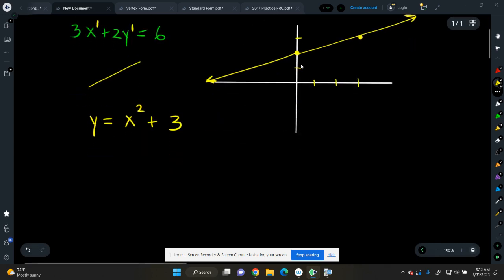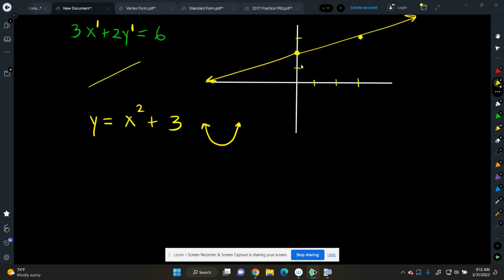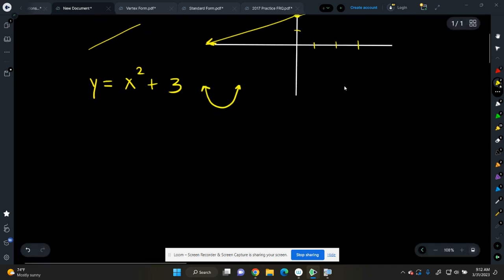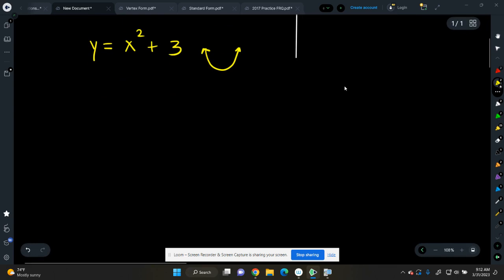That's a quadratic equation, and quadratic equations look like this. Does anybody know what that's called? It's a parabola. It's called a parabola, okay? So that's what we're going to work on today, graphing parabolas. So a parabola is the shape of a quadratic equation, and this is the form of a quadratic equation.